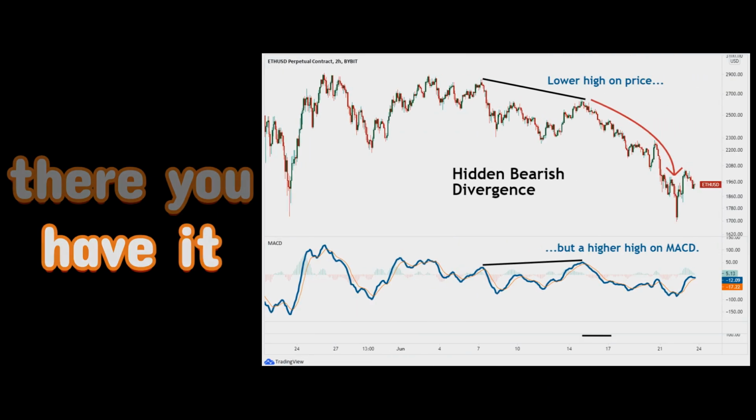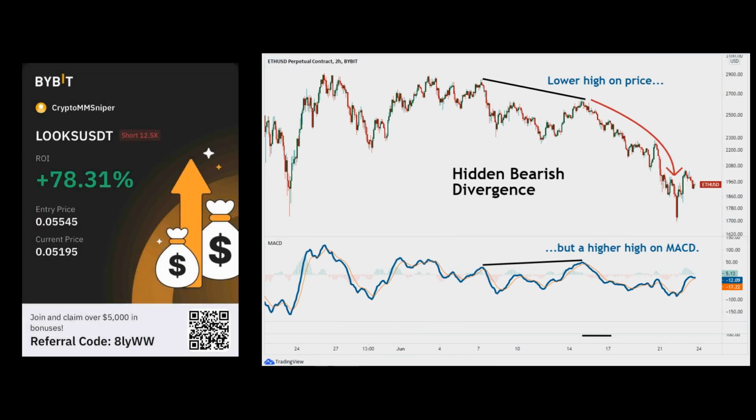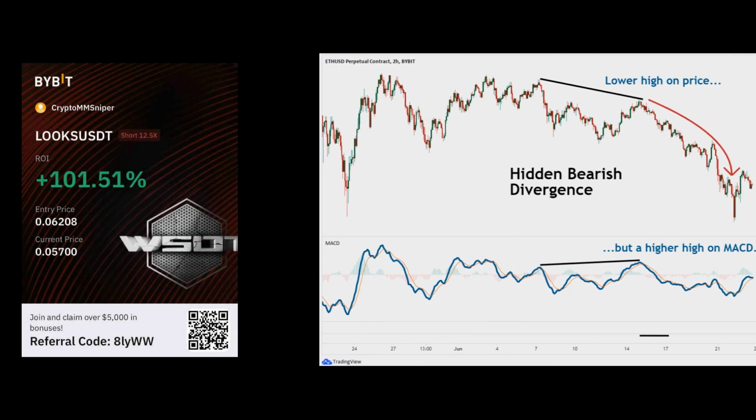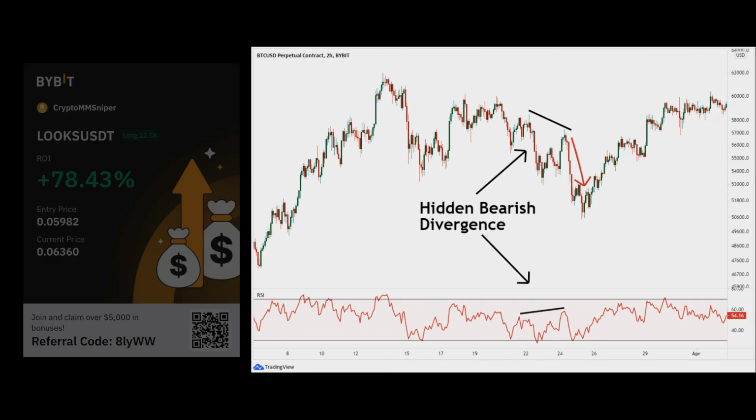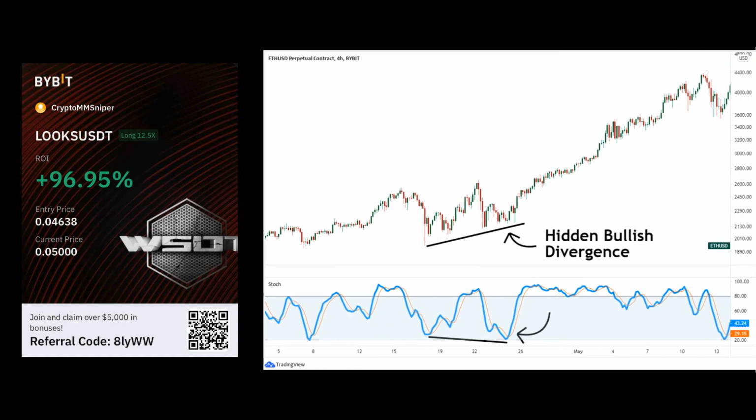There you have it, the secret of hidden divergences, unmasked to enhance your trading strategy. Armed with this knowledge, you'll be well prepared to identify trend continuations, giving you the edge to outsmart the market.